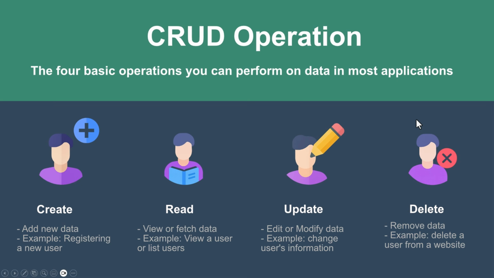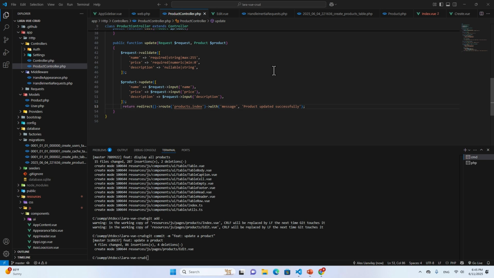Alright, we come to the last operation that we want to implement. It's about deleting. This operation is about removing data from the database. For example, delete a user from a website or delete a product from a website. Okay, we are going to start with creating a button on the index page.